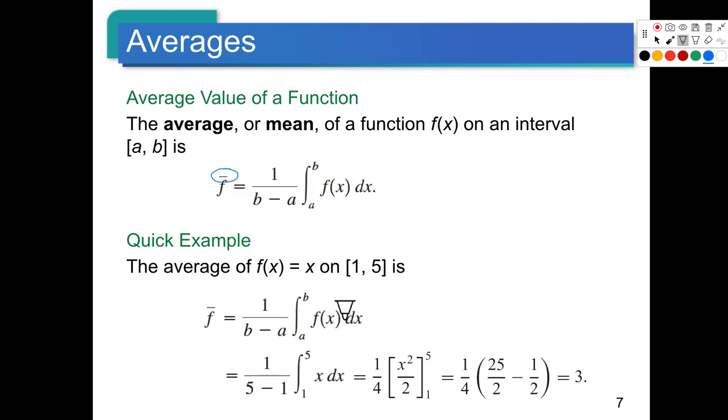So they do a few examples here. A simple function of just x dx, integrate it, you get x squared over 2. Since we're going from 1 to 5, 5 minus 1 is 4, so we have 1/4. We just do the calculation, plug in 5, and then subtract when we plug in 1, and then multiply by 1/4. What we now have is the average of that function, the average function value. Okay.